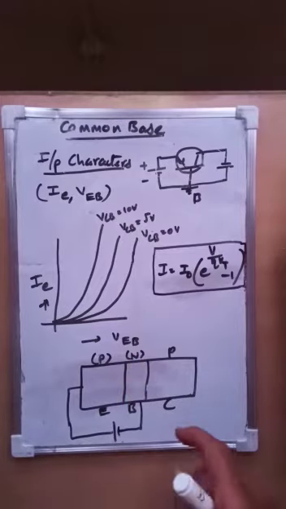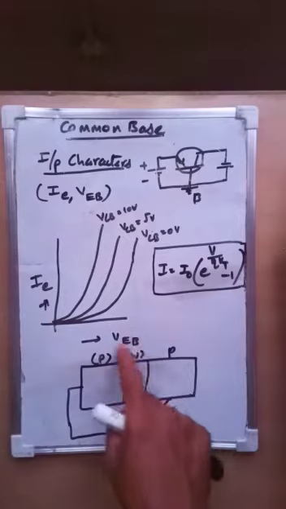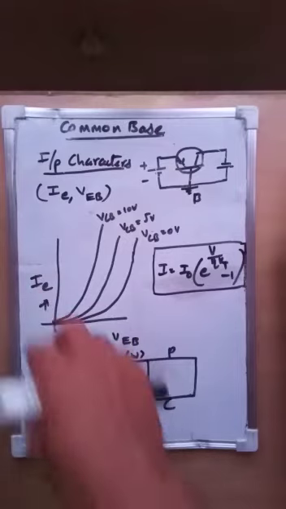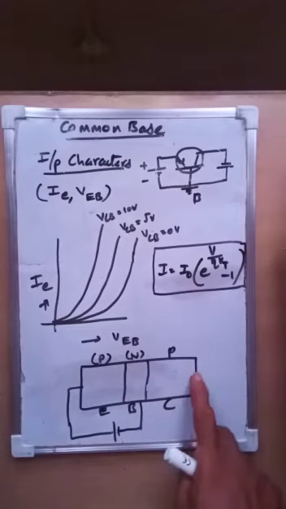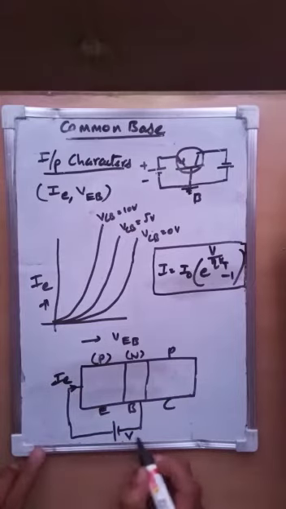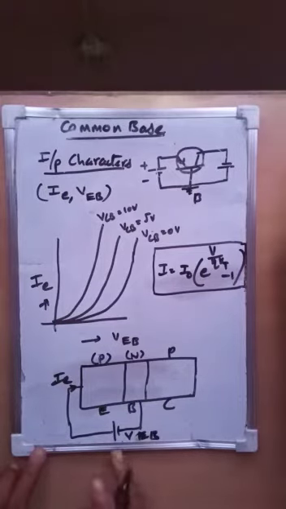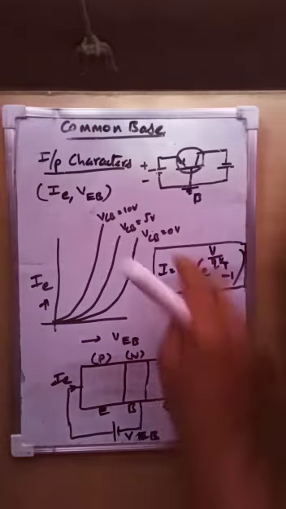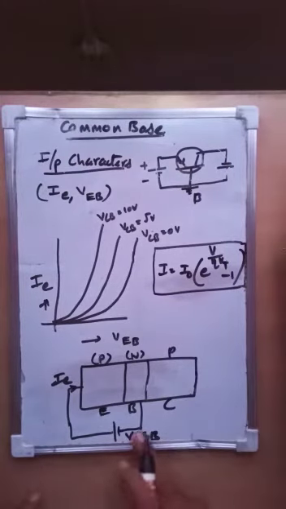So let us check for VCB equal to 0. We are going to draw the graph between input voltage on the x-axis and input current IE on the y-axis. That is, the graph between emitter current IE and VEB, the voltage between emitter and base. Initially VCB is equal to 0, that means the voltage between the collector and base is equal to 0.